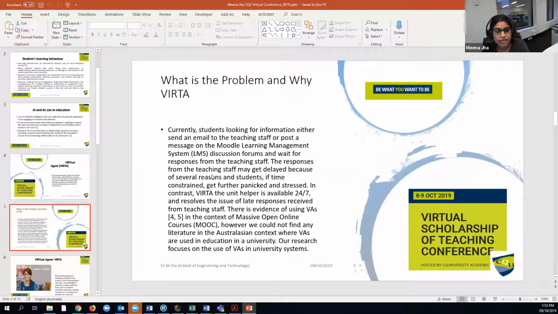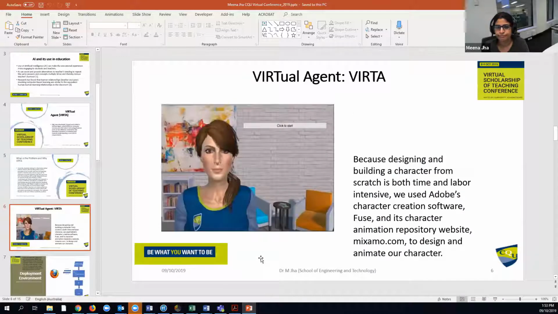And there has actually been evidence which shows VAs in the context of MOOC. However, we could not find any literature in Australasian context where VAs are used in education. There are several virtual agents being used elsewhere. Chatbots are being used, but not the virtual agents the way we have done. So our research focuses on the use of VAs in the university system.